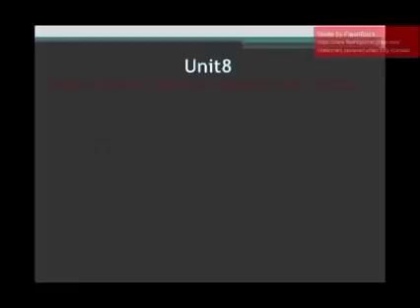Let's move to Unit 8. Unit 8 grammar is based on the first conditional, verbs that should be followed by verb plus ing, and verbs which should be followed by to plus infinitive. Also, it talks about some conjunctions of reason, result, and contrast.